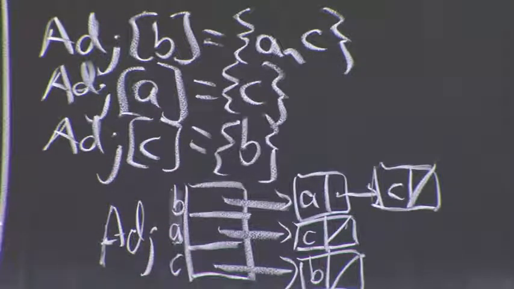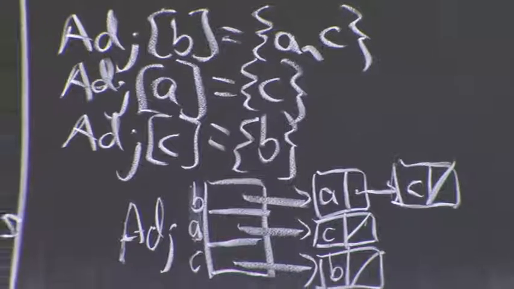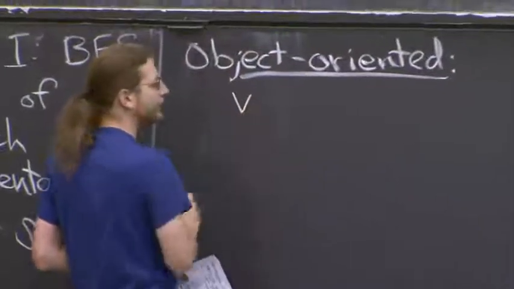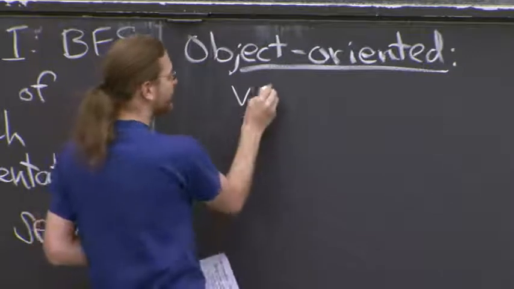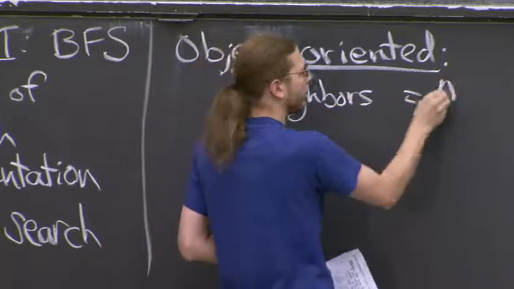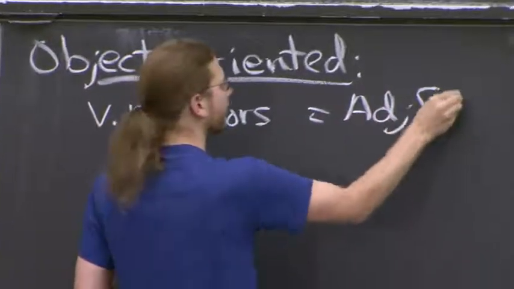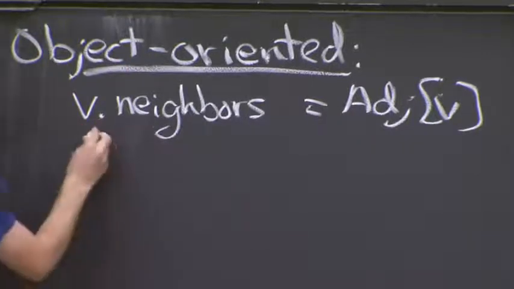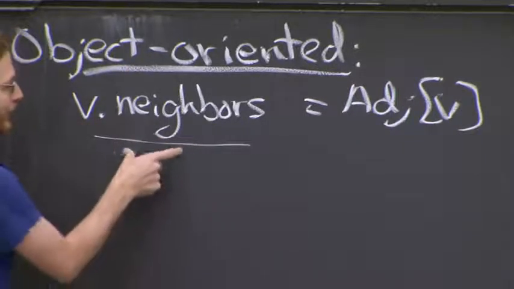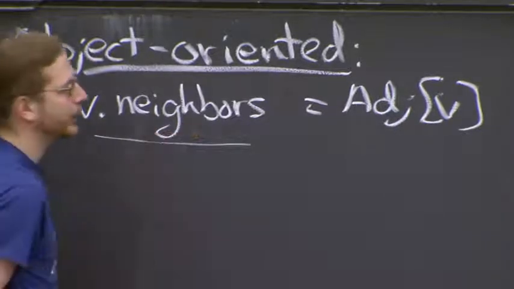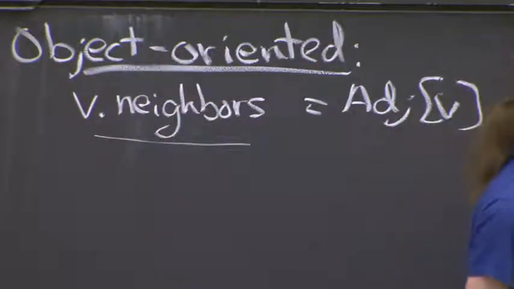You can also do it in a more object-oriented fashion. For every vertex v, you could make the vertices objects, and v.neighbors could store what we're defining over there to be ADJ of v. This would be the more object-oriented way to do it. I've thought a lot about this, and usually when I implement graphs, this is what I do. But it's convenient to have this representation.